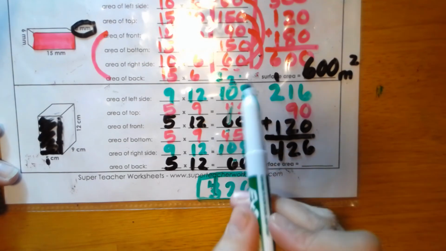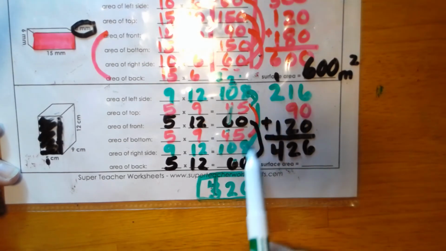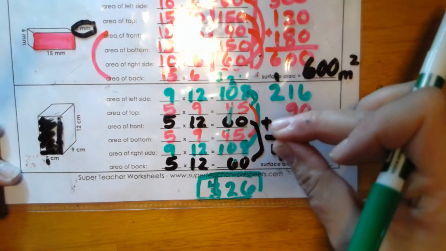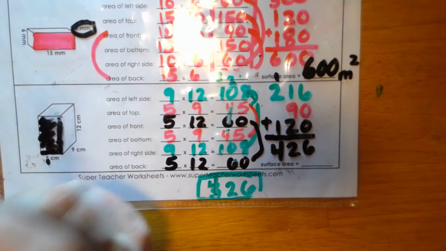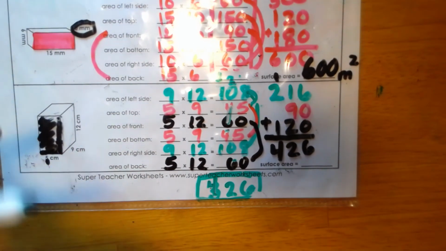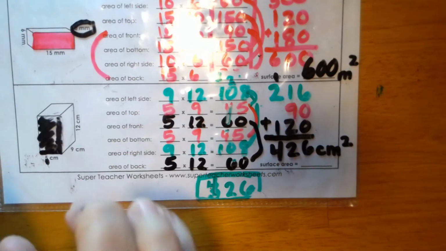I recommend chunking it like this, partnering up, add up 2 at a time. Even if you don't do the partners, take it in smaller pieces rather than trying to add all 6 at once. Just some advice from Mrs. Young. The answer for this one, 426 centimeters squared.